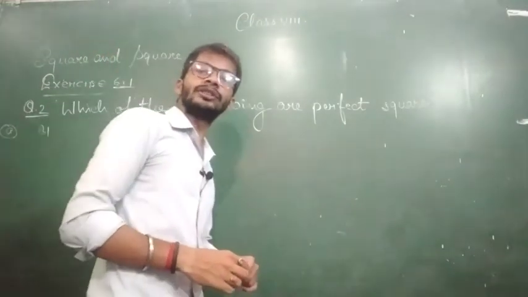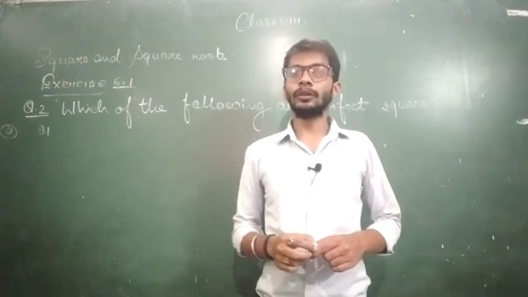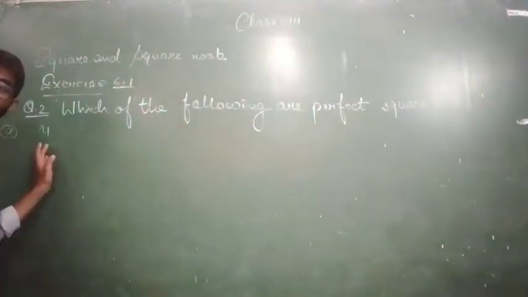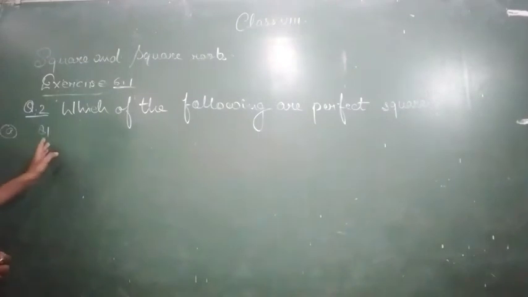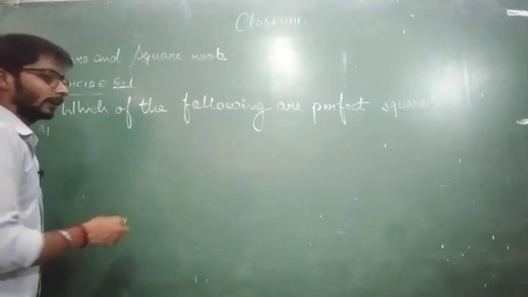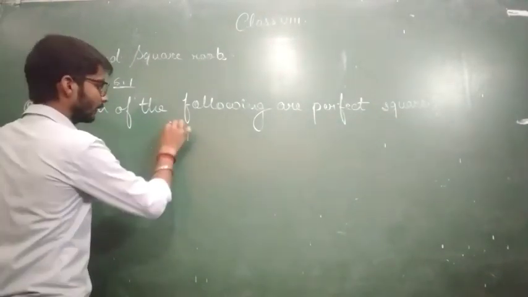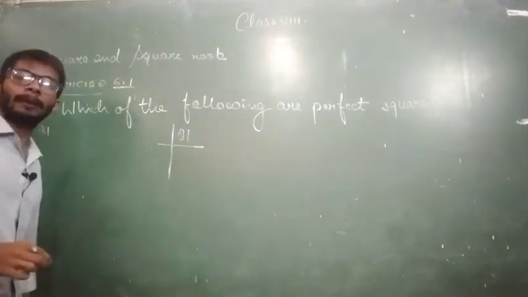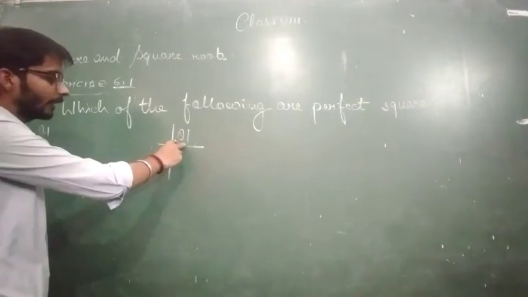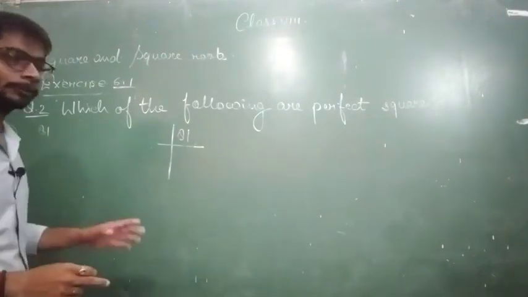In this question we have to find out the numbers which are perfect squares. The first part of this question is 81, and we have to find out whether 81 is a perfect square or not. To find out the perfect square we have to find the factors of 81. So 81 should be divisible by 3, because 8 plus 1, adding the digits, we get 9, which is divisible by 3. It means 81 is divisible by 3.